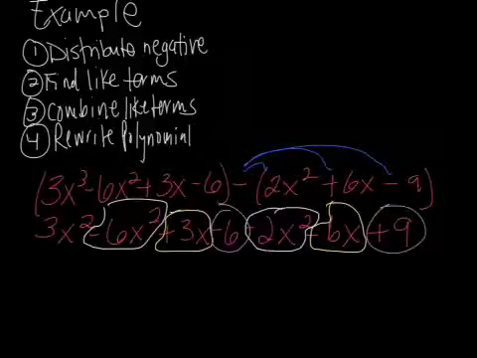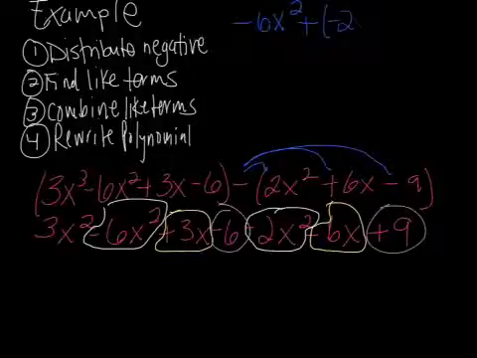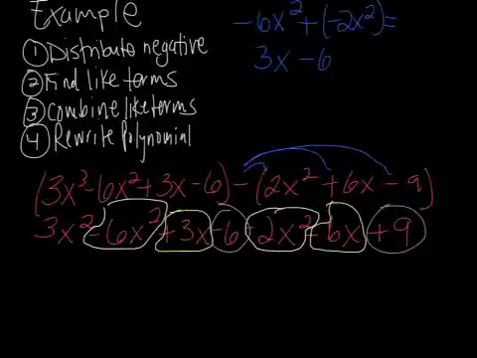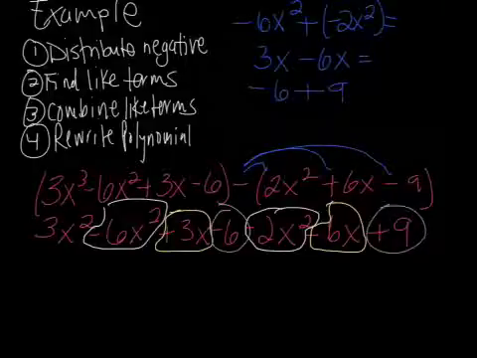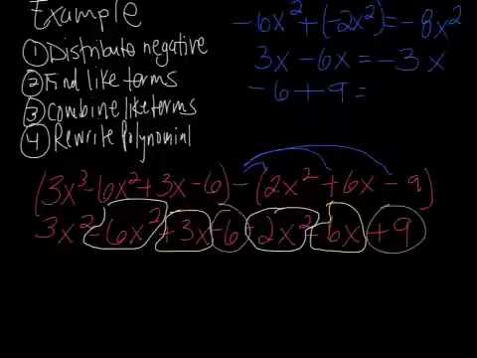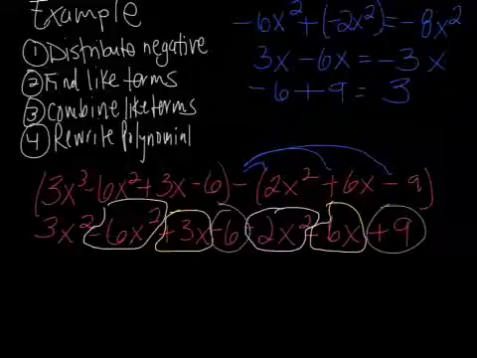So let's combine those terms together. Negative 6x squared plus negative 2x squared. We have a positive 3x and a negative 6x. And we have a negative 6 and a positive 9. Let's go ahead and simplify those together. Negative 6 and a negative 2 gives us a negative 8x squared. 3 minus 6 gives us a negative 3x. Negative 6 plus 9 gives us a positive 3.